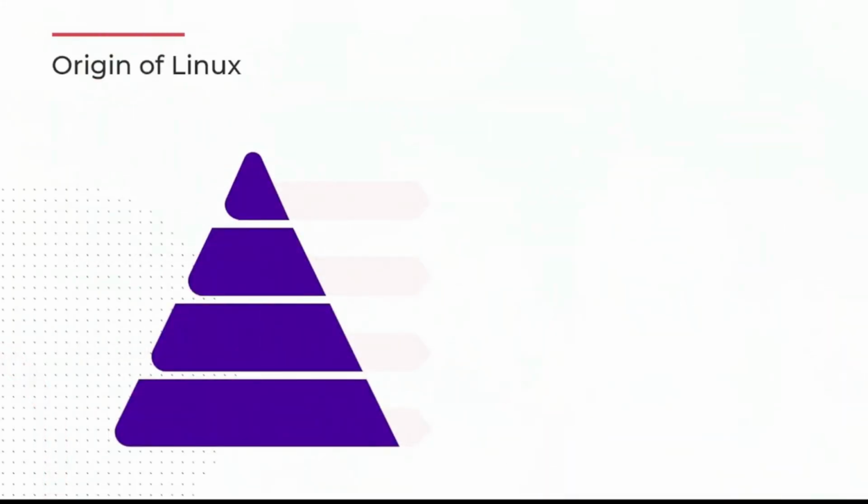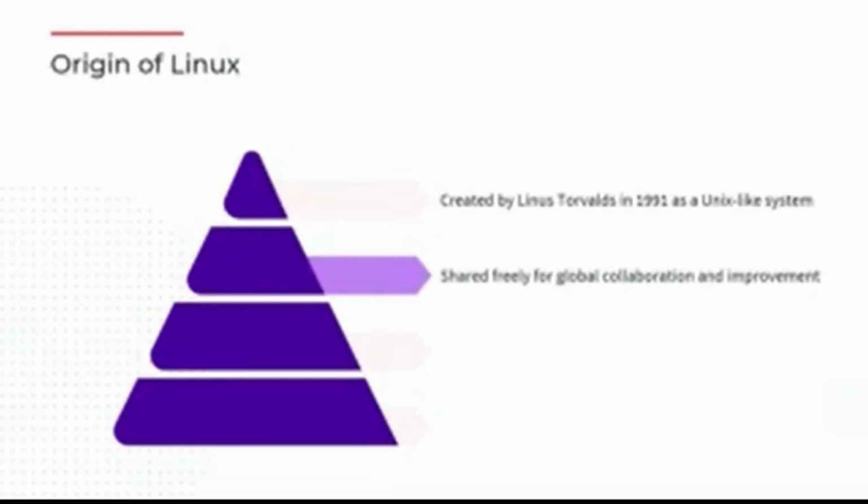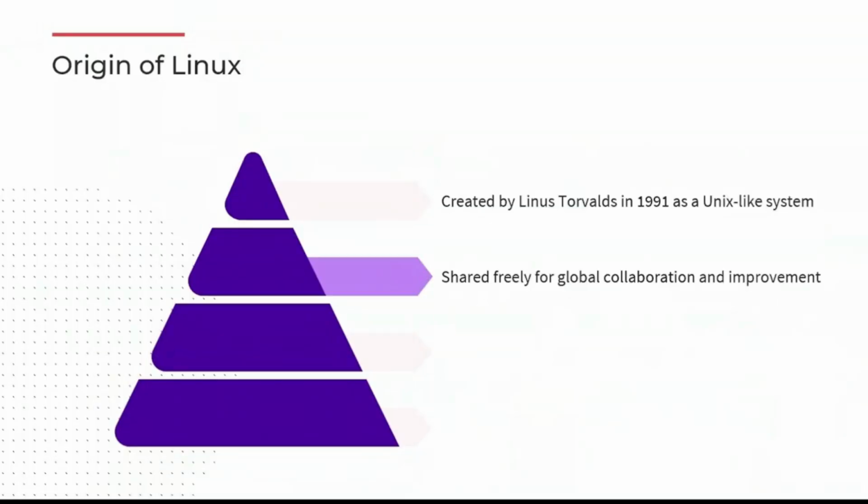Let's discuss the origin of Linux. Linux was created by a Finnish student named Linus Torvalds in 1991. He wanted to build a free and open version of a Unix-like system. He didn't expect it to grow so big. He shared the first version online, and soon, developers from around the world started contributing to it.